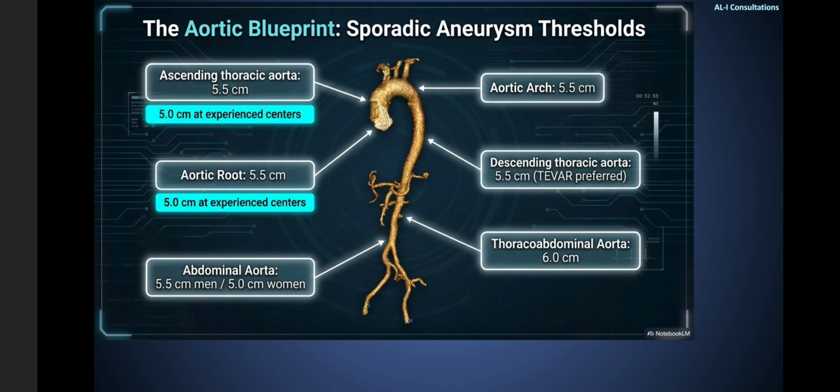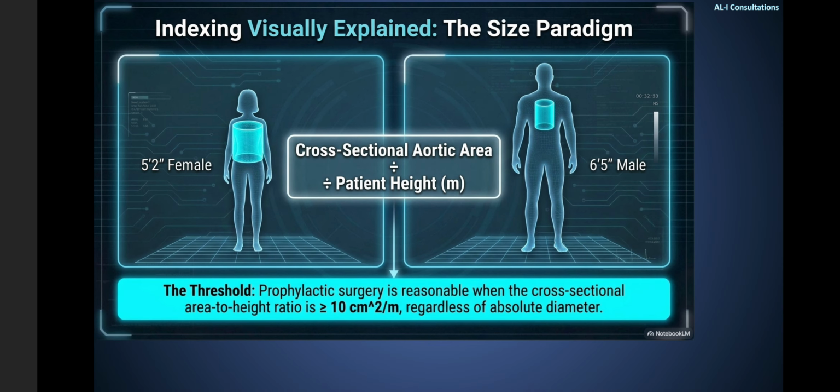Here are some sporadic acute aortic aneurysm thresholds for surgery. Ascending thoracic aorta 5.5 centimeters or 5 centimeters in experienced centers. Aortic arch 5.5 centimeters. Aortic root 5.5 centimeters or 5 centimeters in experienced centers. Descending thoracic aorta 5.5 centimeters, TEVAR preferred. Thoracoabdominal aorta 6 centimeters. Abdominal aorta 5.5 centimeters for men, 5 centimeters for women.